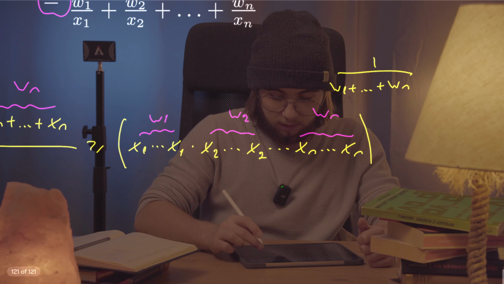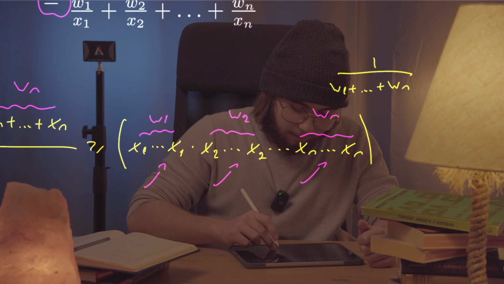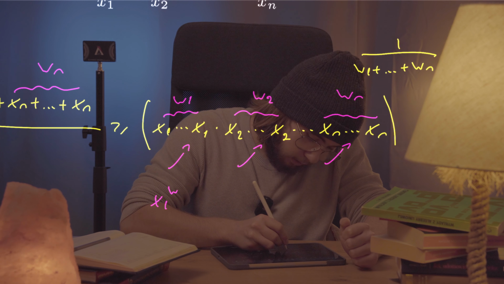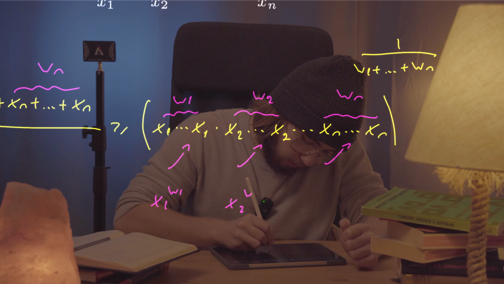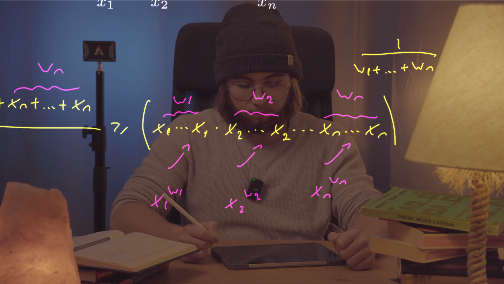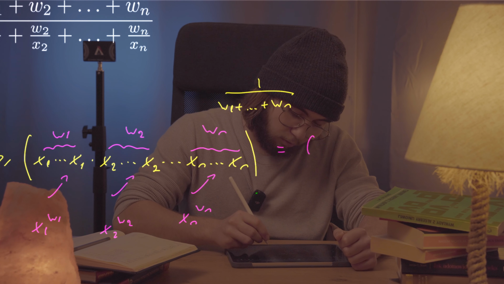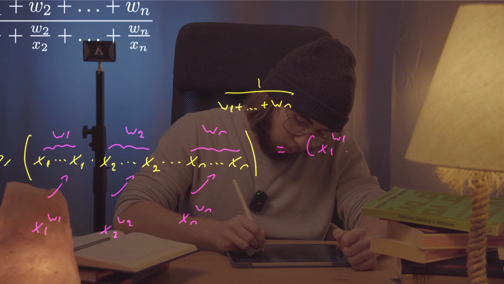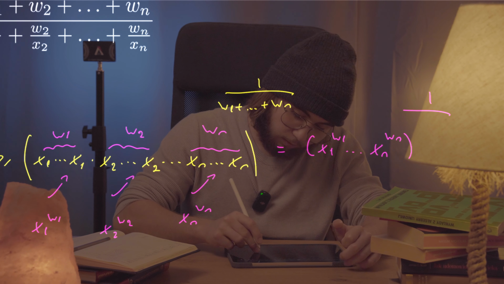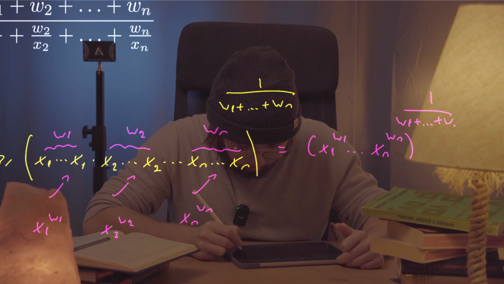But we can just go on and rewrite each of those repeatedly multiplied x's as x1 to the w1, x2 to the w2, and xn to the wn. And this is exactly what we're supposed to prove, because this is just going to be equal to x1 to the w1 all the way up to xn to the wn, all to the power of 1 over the sum from w1 up to wn.